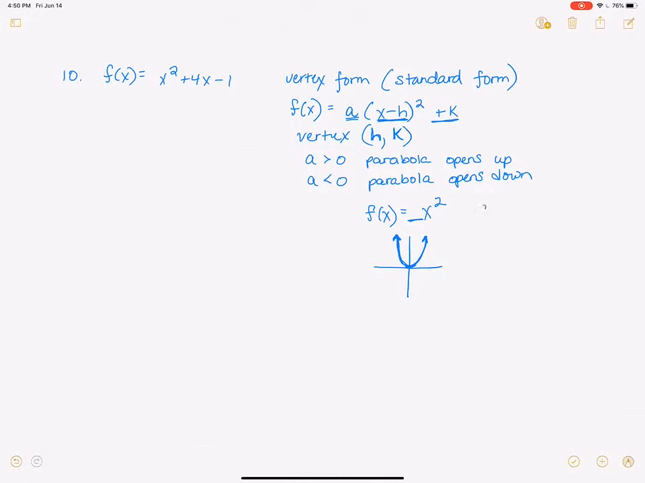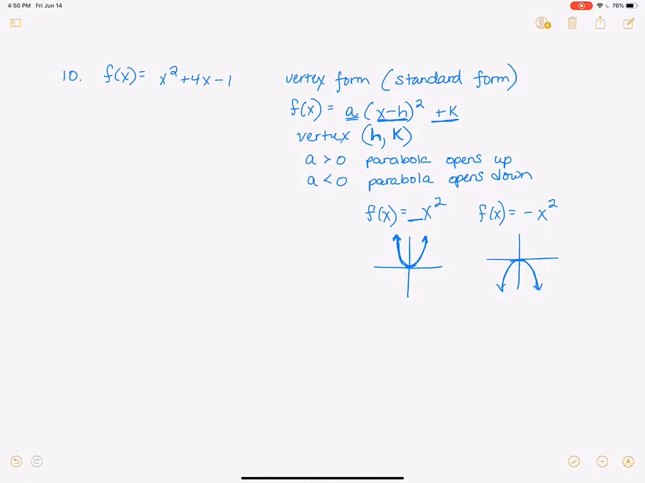Now, if I take this same function and make it negative, remember that that negative all that does is reflect it over the x-axis. So now I've got a parabola that opens down. If I'm looking at my vertex, I'm reading left to right, I'm going up, up, up, and then I'm going down, down, down, down. So I'm changing direction right there. So there's my vertex.